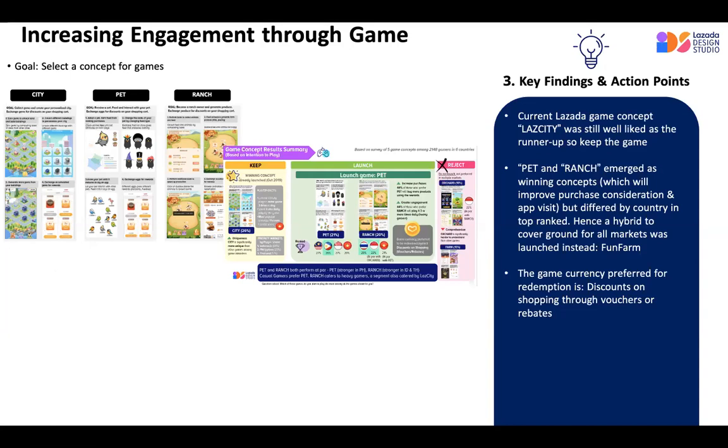So we were just undecided between the pet and the ranch. We mentioned that either we can do 2 games, which I would like, but resource wise it was not possible. So why don't we combine both games, where the pet actually looks after your ranch or your orchard, something they are growing, a farm basically. And that's how the concept of a pet farm came in.